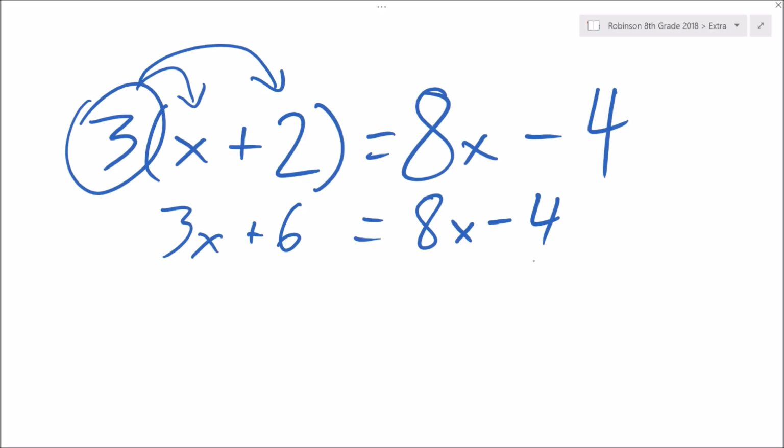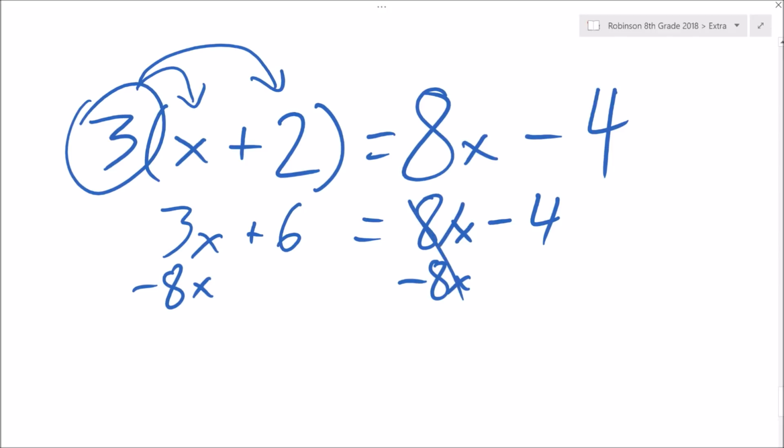But we need to remember that our goal is to get all of our variables on one side and all of the numbers on the other. So the different things I can do here is I could subtract 3x, I could subtract 6, I could subtract 8x, or I could add 4. And it really doesn't matter which one I do. In this case I'm going to subtract 8x, and I'm going to move my x's all to this side.